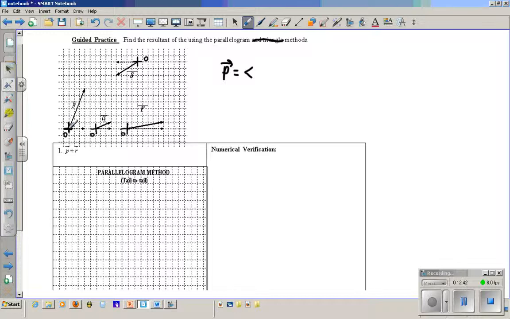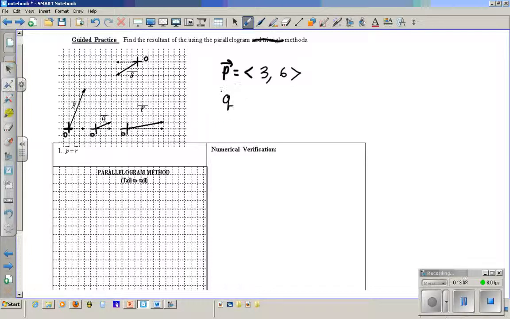So if I want to do this, I start from the tail. I go 1, 2, 3. That's 3 on the X. And then 1, 2, 3, 4, 5, 6. That's 6 on the Y. This means starting from the tail, you go 3 units to the right and 6 units up to end up at the tip of this vector right here. That's vector P.